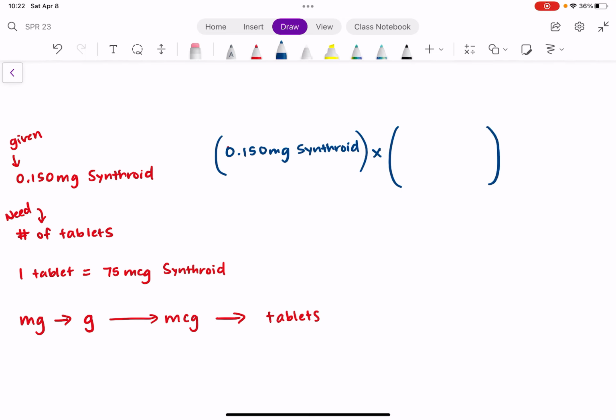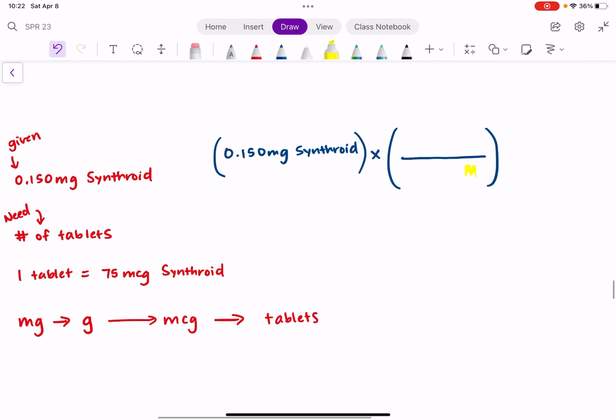Okay, so what goes on the bottom in my fraction? What conversion factor do I have? Remember, my first goal is to get from milligrams to grams. So what goes in the top and what goes in the bottom for units? Yeah, milligrams goes on the bottom because we want to cancel out that unit, right? And let me put synthroid here just so we know what it is. And then what goes in the top? Yeah, grams. Grams are going to go in the top.